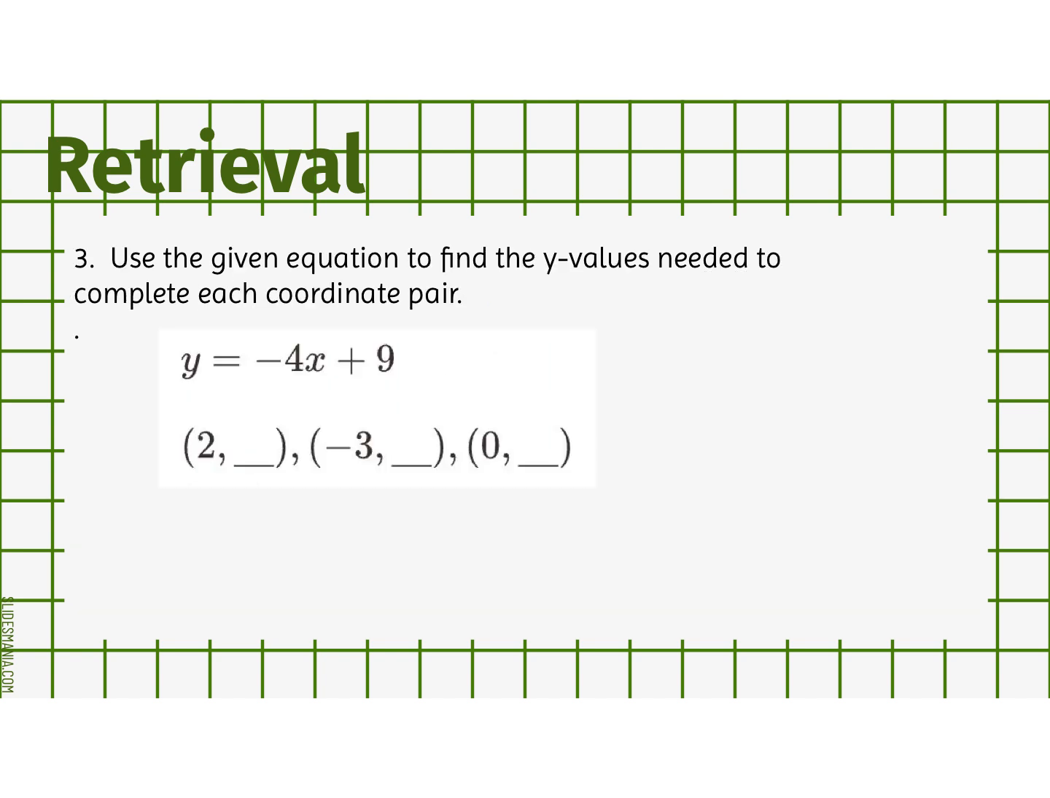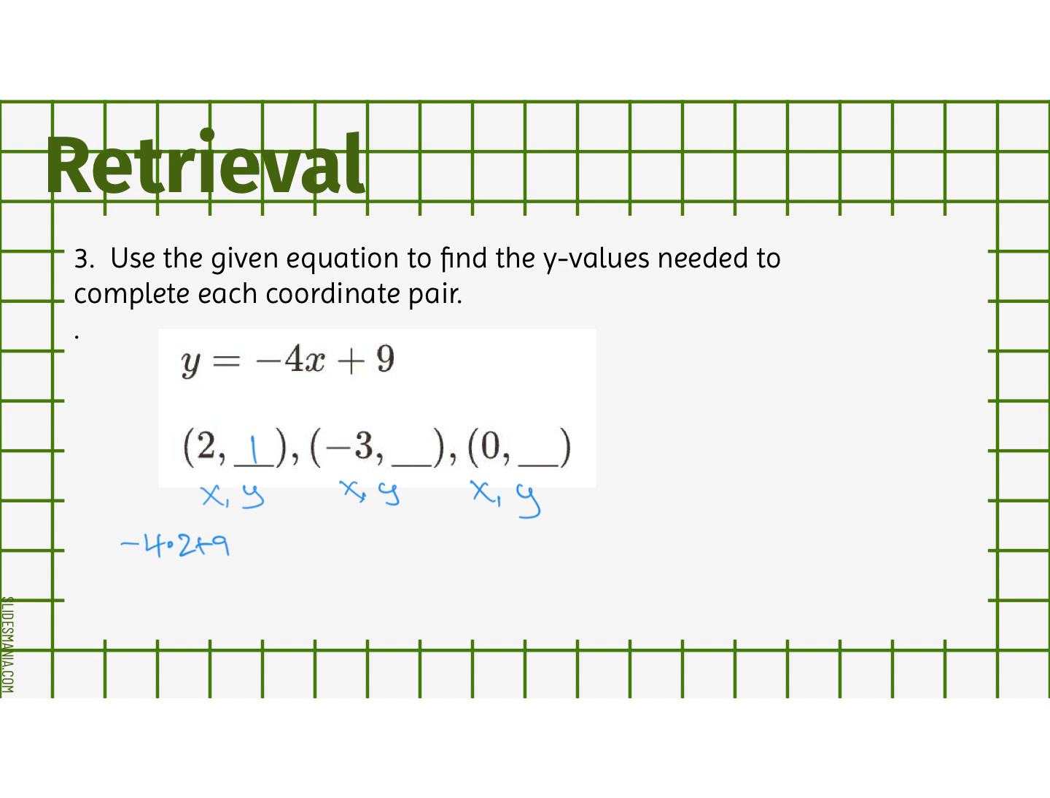All right, here's another retrieval question. It says use the given equation to find the y values needed to complete each coordinate pair. So remember, with the coordinate pair, we have x comma y, x comma y, x comma y. This is the reason why we did our starter. For the first one, we're going to put 2 in for x. So we're going to say -4 times 2 plus 9. Grab your calculator: -4 times 2 plus 9. Oh, that's 1.